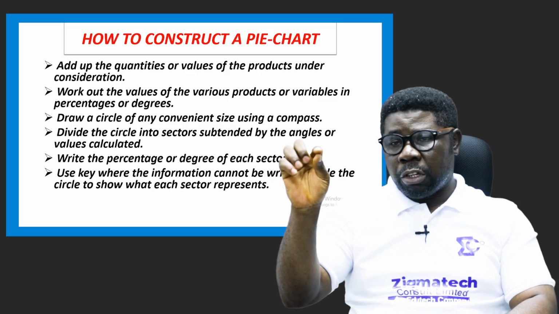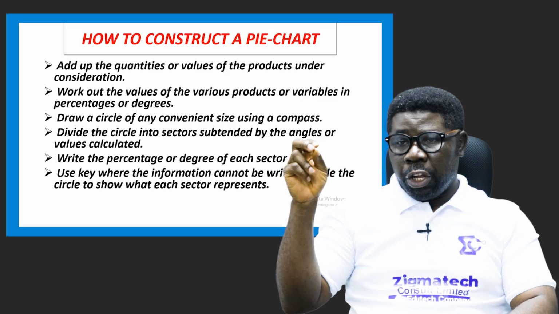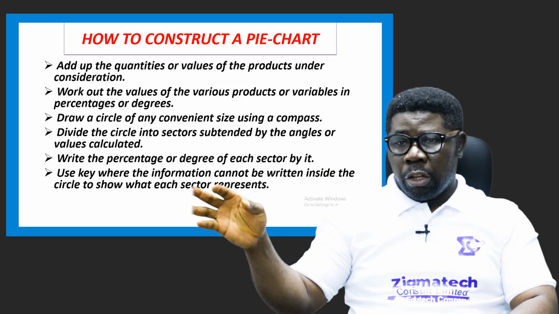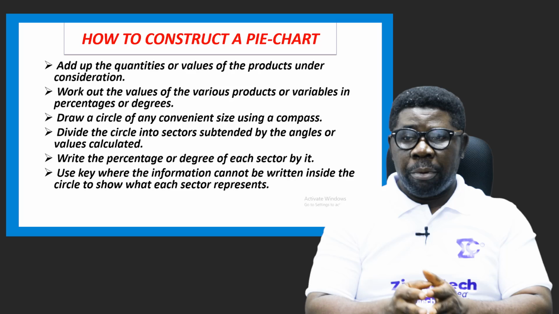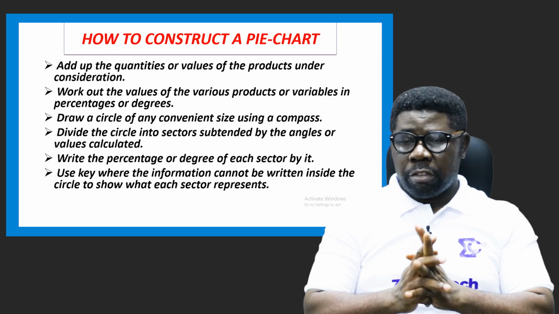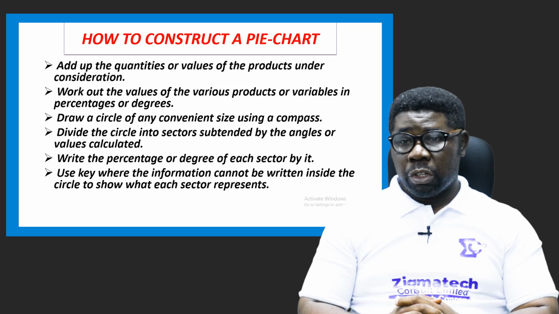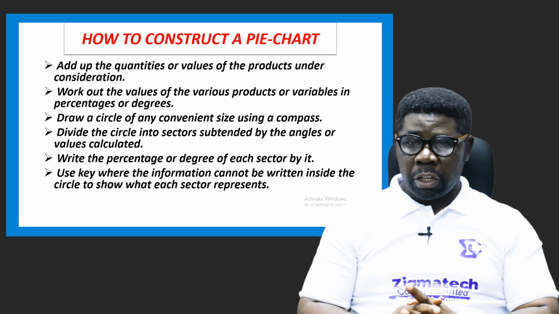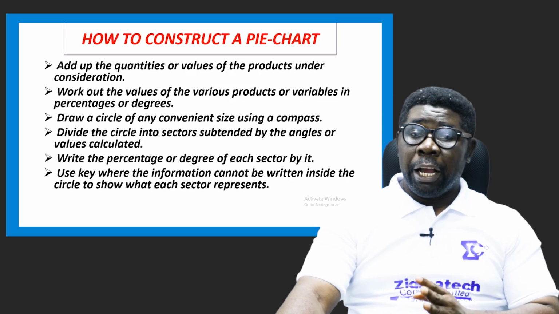Write the name or title of each variable, put the size of the degree alongside it, and then you have an image that will show exactly what that sector represents, inside the circle. Then use a key, as I said, where information cannot be written inside the circle. So yes, thank you very much. This is how you can draw a pie chart successfully.